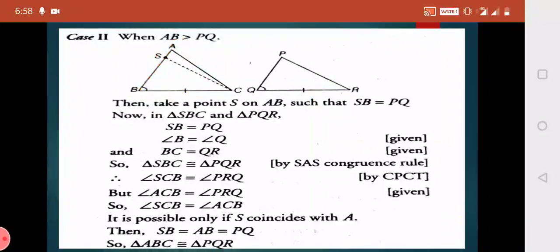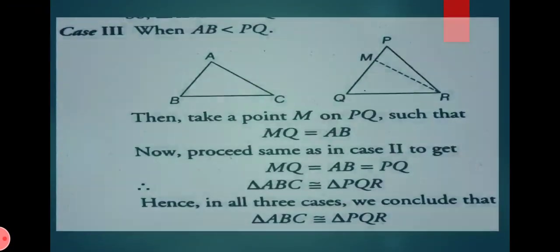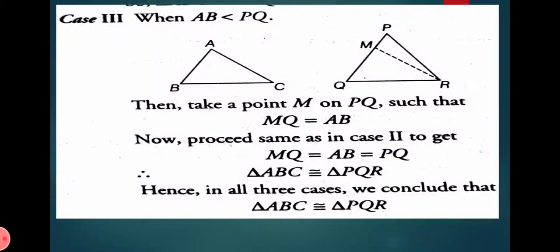And the third condition, that is the third case, when AB is less than PQ. In the first condition, case 1, we assumed that AB equals PQ, so it was easily proved. Then we assumed that AB is greater than PQ. In such a condition also, we proved that it is not possible that the point on AB which we selected is different from A. They both stand on one point only. Now the third condition, when AB is smaller than PQ.